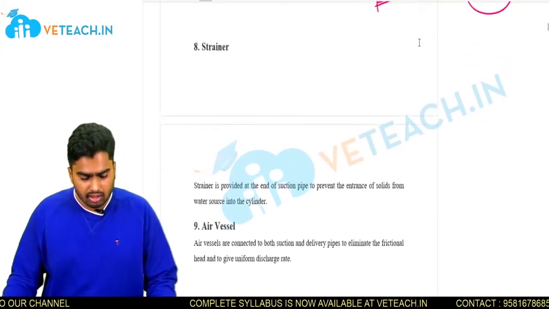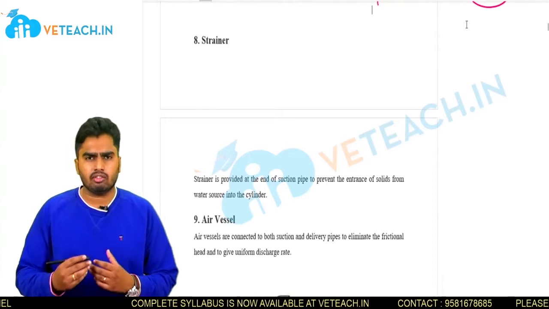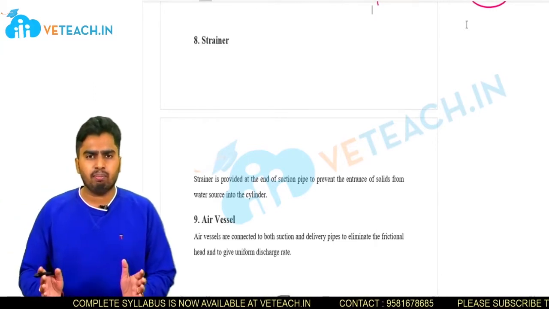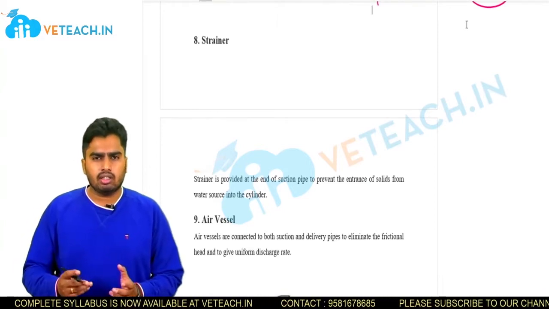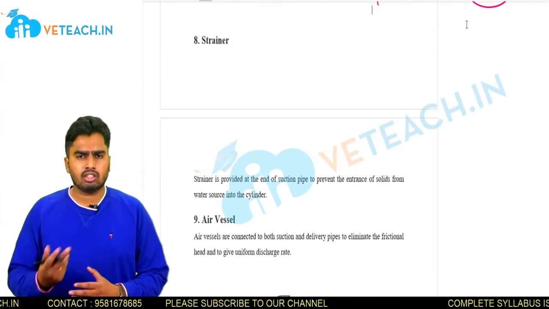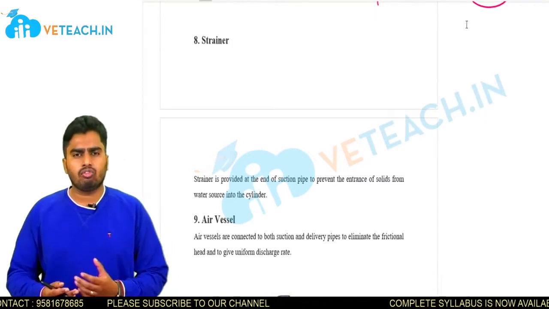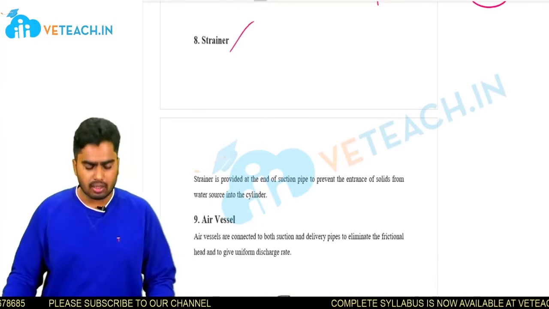Next, strainer. A strainer is nothing but a substance like a filter. It is generally fixed at the bottom of the suction pipe, because we can't say that the sump where we connected the suction pipe has clean water. There may be some form of debris, there may be some form of waste. So to filter these things we generally use a strainer, right. A strainer is nothing but a filter, right.